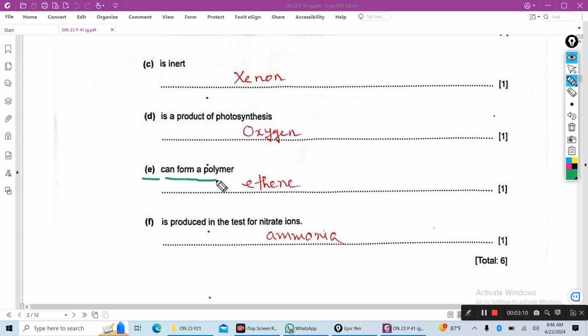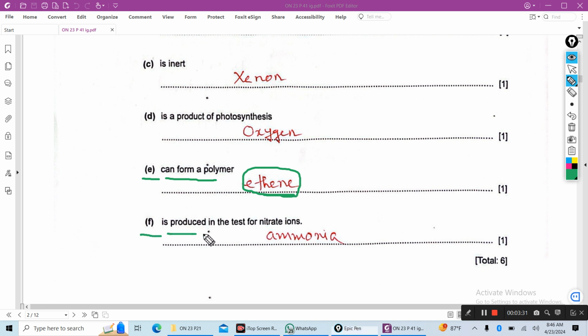Number E, can form a polymer: ethene. Many alkene molecules combine to form polyethene. Polyethene is an addition polymer. So this answer will be ethene.